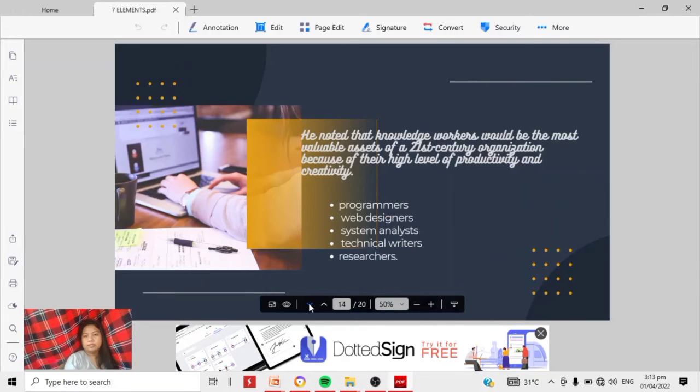He noted that knowledge workers would be the most valuable assets of 21st century organizations because of their high level of productivity and creativity. The examples here are programmers, web designers, system analysts, technical writers, and researchers.